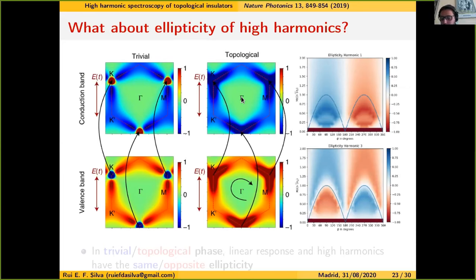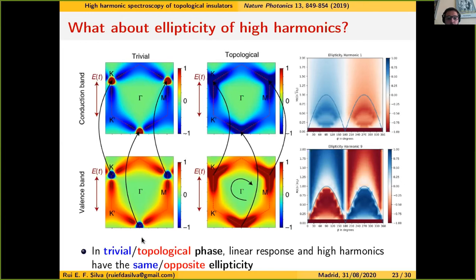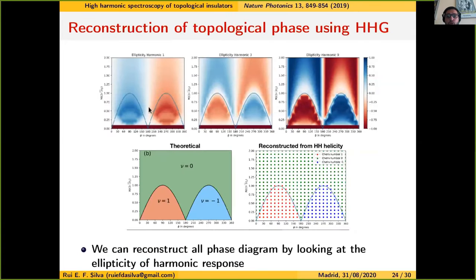Okay. Nice. So for harmonic three, we see this change, and also for harmonic nine, so for all the higher harmonics we see this trend. So we can really see the difference between the two topological phases by looking at the change in the ellipticity of harmonics. In the trivial phase, the linear and higher harmonics have the same ellipticity. And in the topological phase, the ellipticity of the linear and higher harmonics is the opposite. So we can reconstruct the topological phase using high harmonic generation.